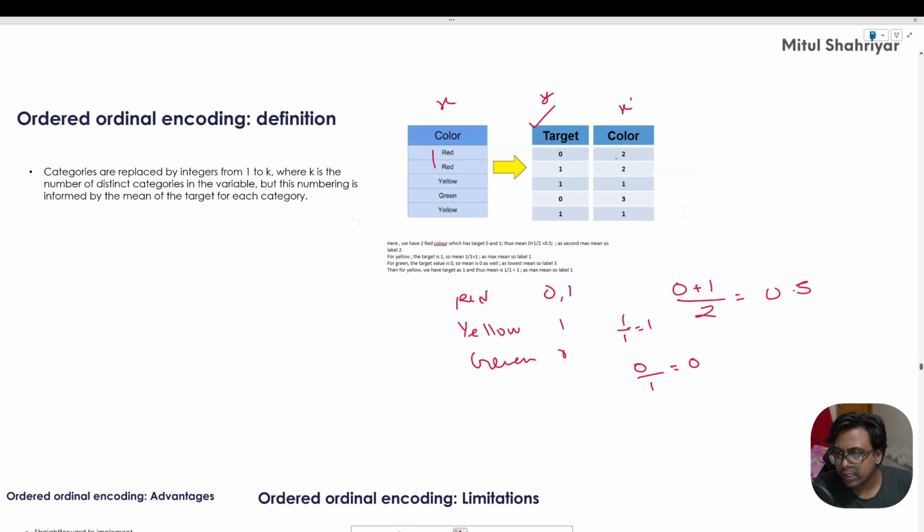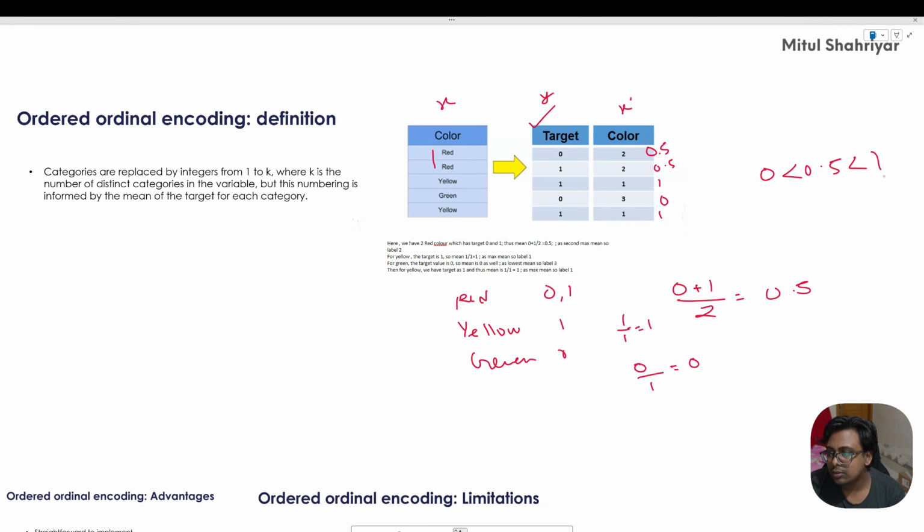So we can write 0.5 here, 0.5 here for red. For yellow, we can write 1, 1, and for green it should be 0. If we just order them, what happens? Let's just do it. Okay, so what we can do here. You can see we have 0, then 0.5, then 1.